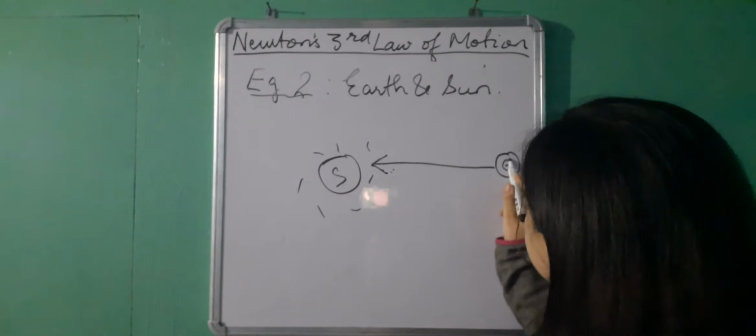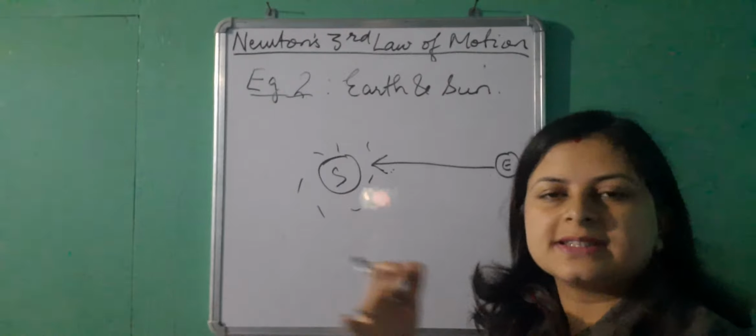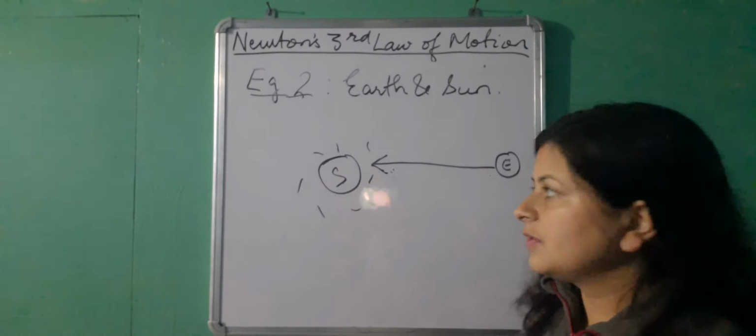What about the earth now? Because we have taken a system of two objects, and Newton's law of motion states that if one object is exerting a force on the second object, the second object also has to exert the same amount of force on the first object.